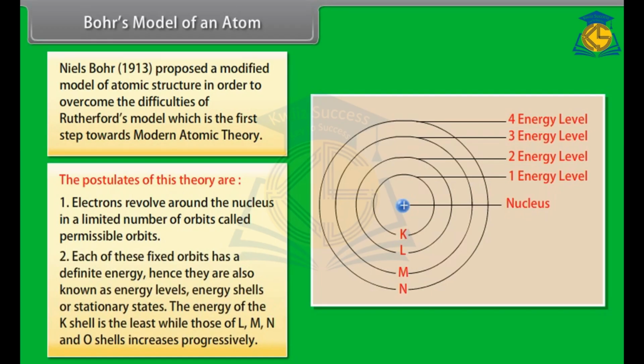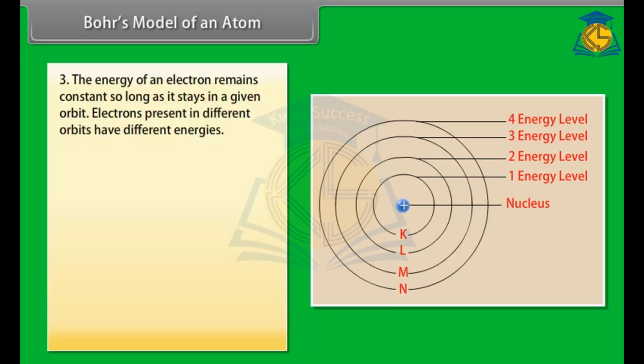2. Each of these fixed orbits has a definite energy, hence they are also known as energy levels, energy shells, or stationary states. The energy of the K shell is the least, while those of L, M, N, and O shells increase progressively. 3. The energy of an electron remains constant so long as it stays in a given orbit. Electrons present in different orbits have different energies.